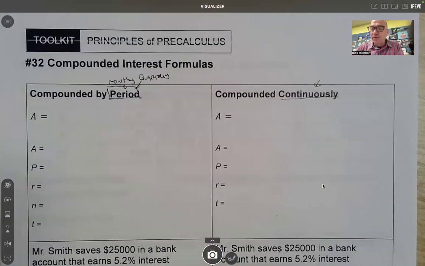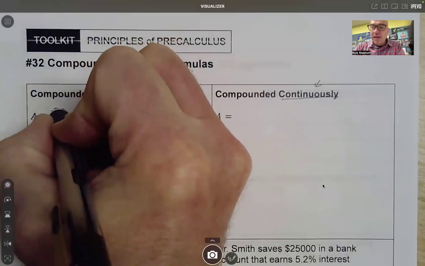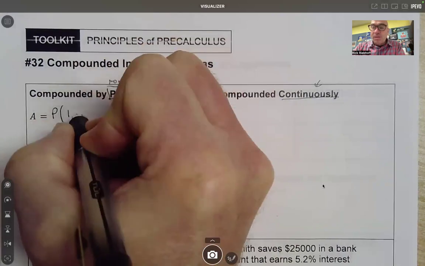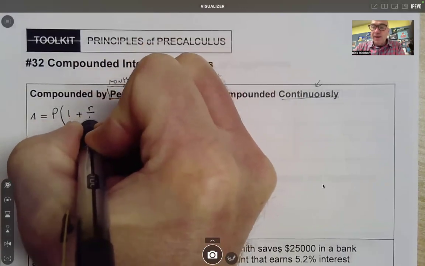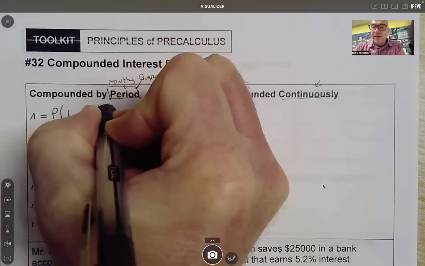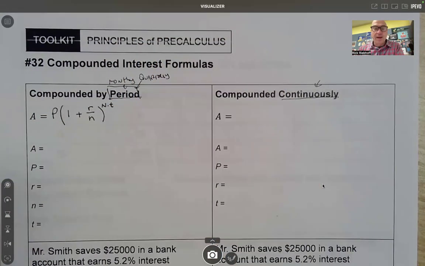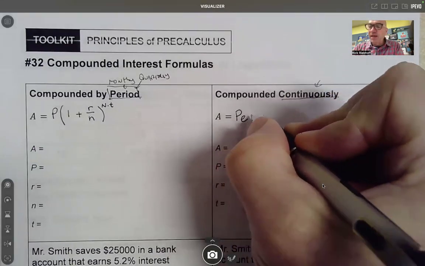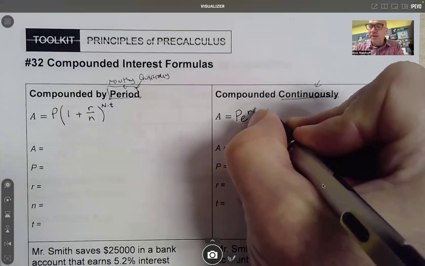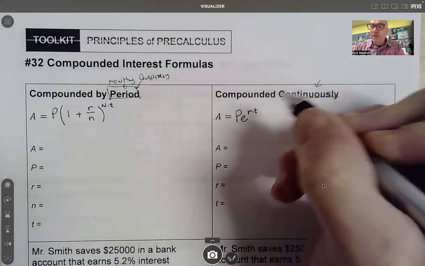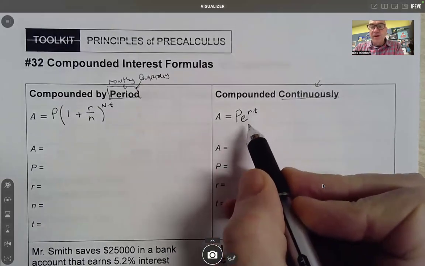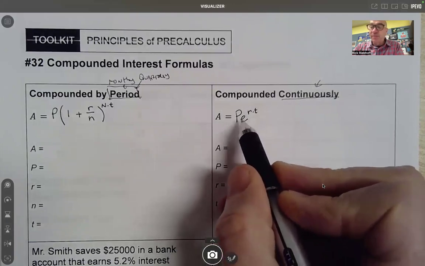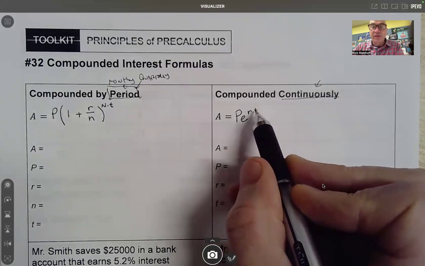All right, so here's the formulas. Ready? A equals P times (1 plus R divided by N) to the N times T. Okay. Over here, it's A equals P times E raised to the R times T. Okay. So the P and the E are on the bottom line. The R and the T are up as exponents. Okay. It's not P times E times R times T.